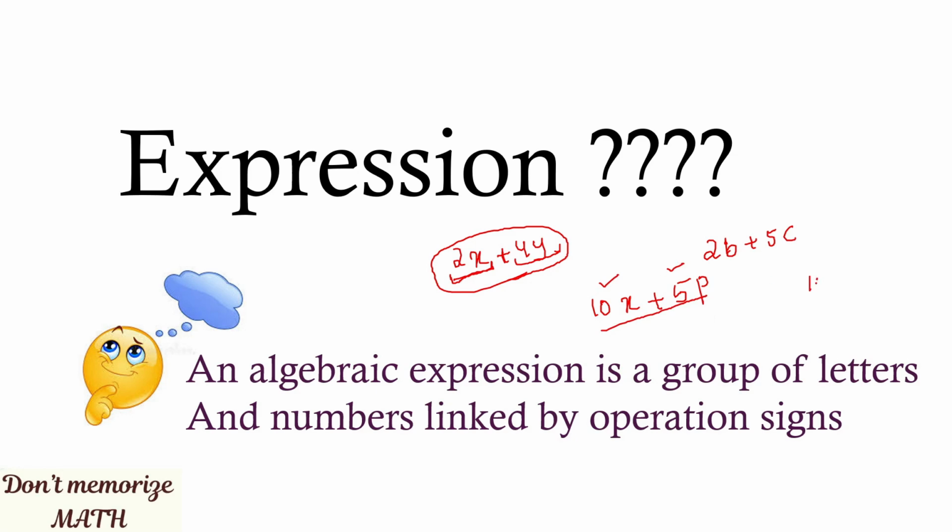Then one more example I will give you, 10b minus 4c. So this is an expression. Okay, this is an algebraic expression in which we have two terms. One term is 10b and other term is minus 4c. I hope it's clear for you.